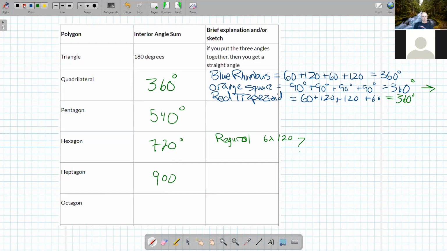I think when I look at this here, to get from here to here, I add 180. And from here to here, I add another 180. And to get from here to here, I add another 180. And interestingly, 180 is an extra triangle. Oh, interesting. Okay, let's go explore that.